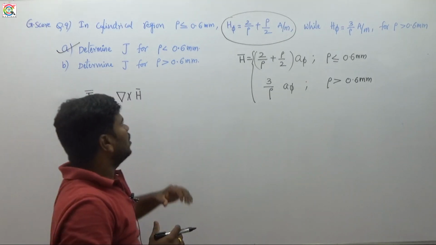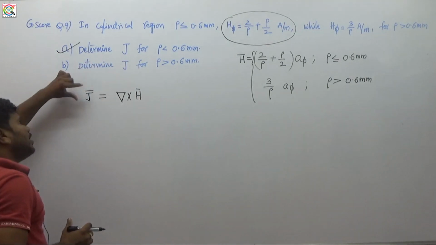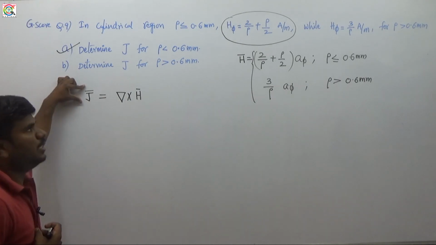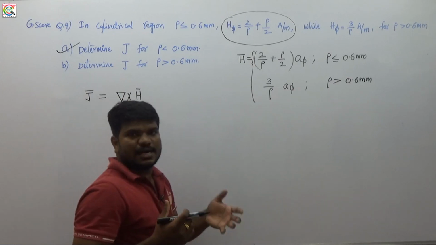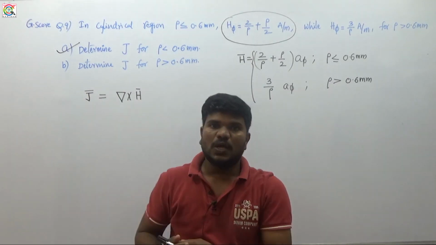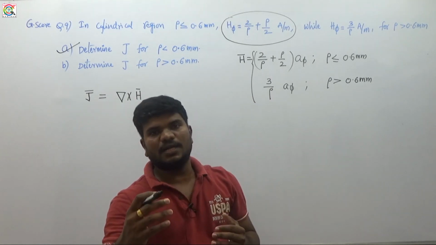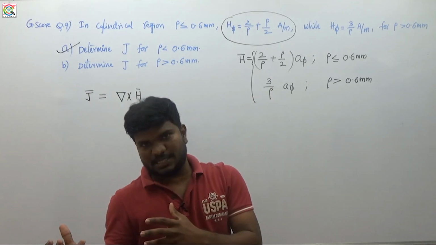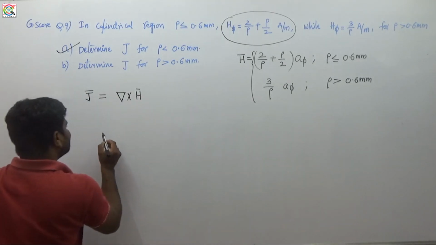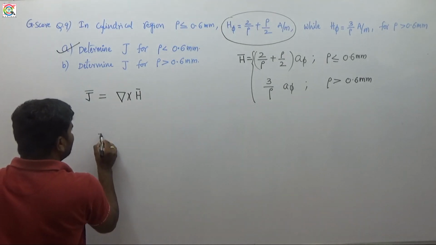Now we have to find the current density. How can you find it? Before finding the current density, we should apply the curl to this vector field. While writing the curl for any coordinate system, you should go for the generalized formula. So what is the generalized formula? We already know it.